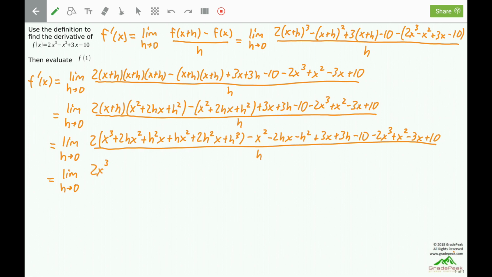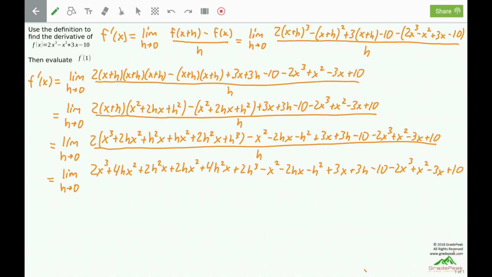Distributing it in, I'm going to have a 2x cubed, a positive 4hx squared, a positive 2h squared x, a positive 2hx squared, a positive 4h squared x, a positive 2h cubed, and then the remaining terms: negative x squared, negative 2hx, negative h squared, a positive 3x, a positive 3h, a minus 10, a minus 2x cubed, a positive x squared, a minus 3x, and a positive 10.